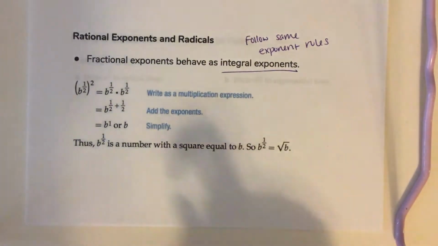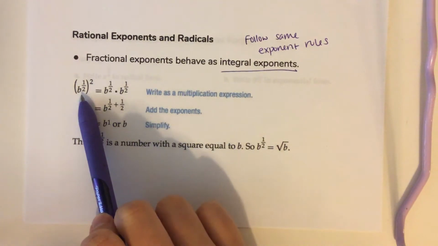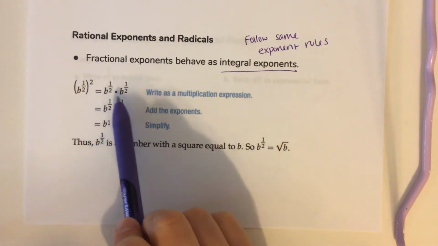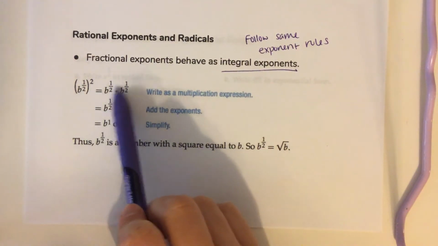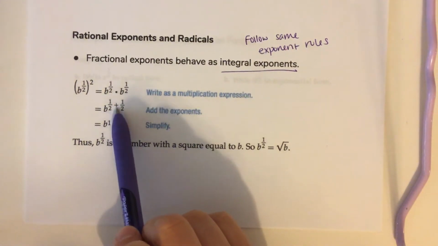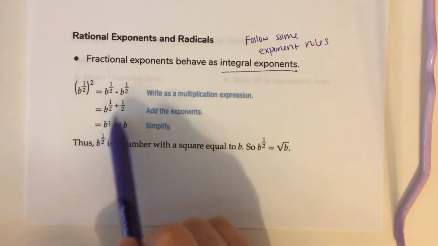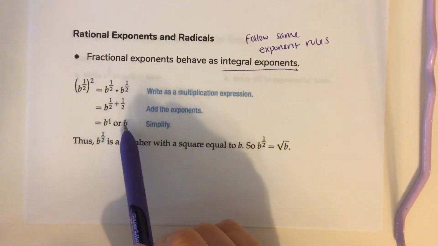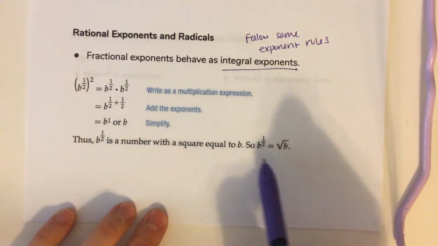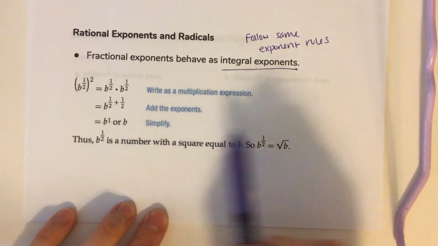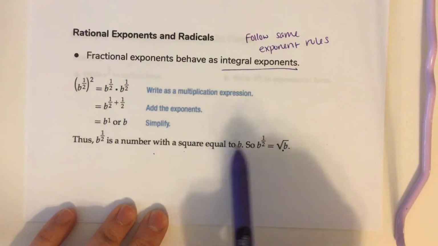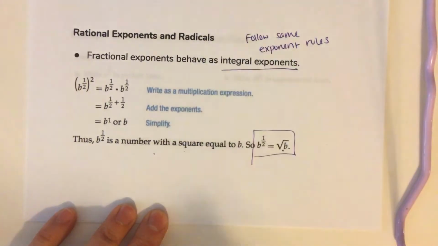So an example, say we have b to the 1/2 power, and we were to square that. It just becomes b to the 1/2 times b to the 1/2, and we know if we're multiplying the same base, we can add the exponents together. 1/2 plus 1/2 is 1, and anything raised to the first power is just b. So basically what all of this math is saying is that b to the 1/2 is the same as the square root of b, because b to the 1/2 is a number with a square equal to b, so b to the 1/2 equals the square root of b.